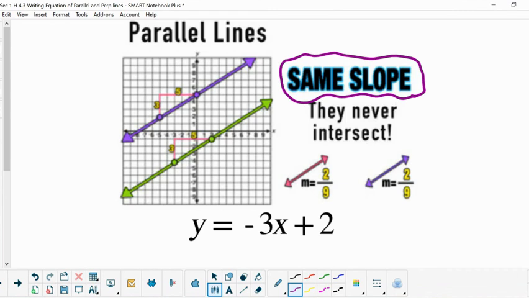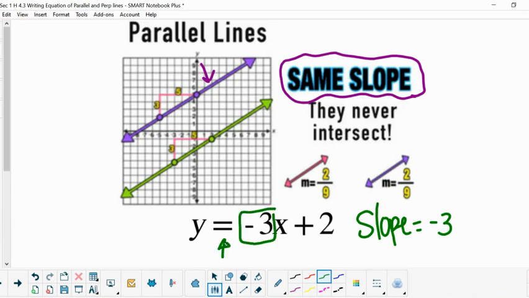So if my line, let's pretend the purple line was y equals negative 3x plus 2, what would be the slope of the green line? What's it going to be? Negative 3. It'll be the same. It'd be the exact same. So if you know the equation of one of the lines, you know the slope, and so the slope that you would want to use for your line is going to be the same if they're parallel. So we'll be using the same.